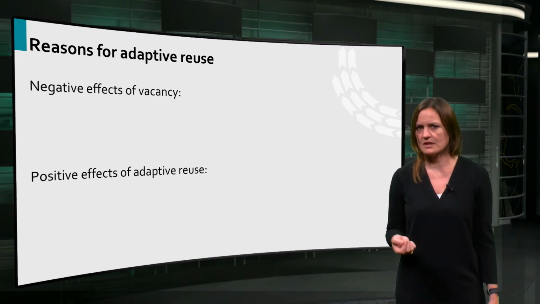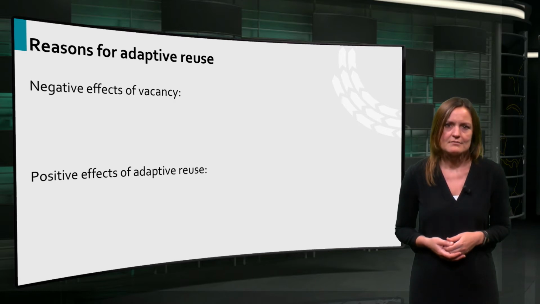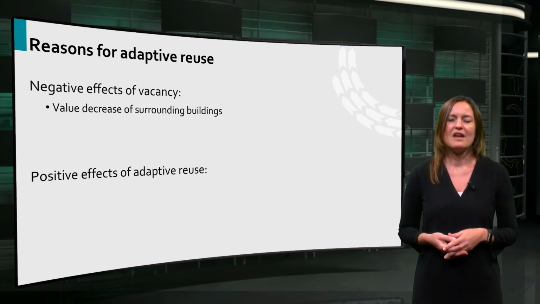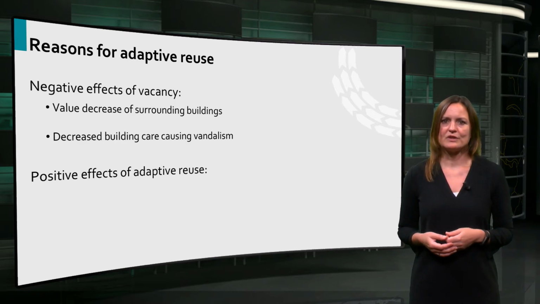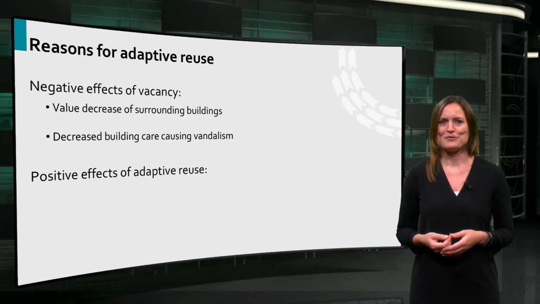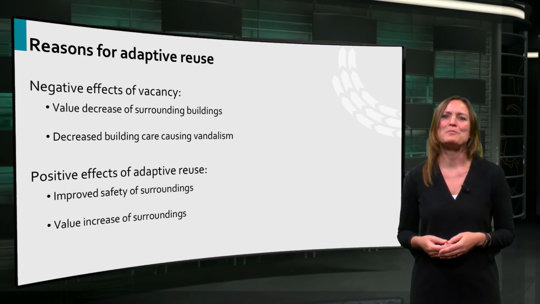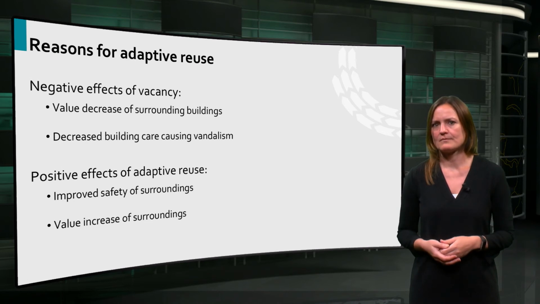Social cohesion and societal development is another reason to adaptively reuse buildings. Vacant buildings have a negative influence on the value of buildings in the surroundings, and vacant buildings are typically less well maintained and safeguarded, with graffiti and vandalism as steady companions. Neighbors of vacant buildings are normally very positive to vacant buildings being adaptively reused, as it improves safety and value of the surroundings. Demolition and new build, on the other hand, leads to disruption, uncertainty, and social unrest.